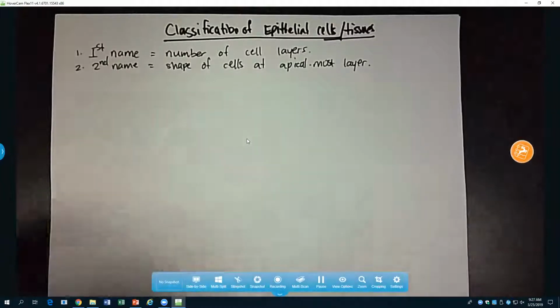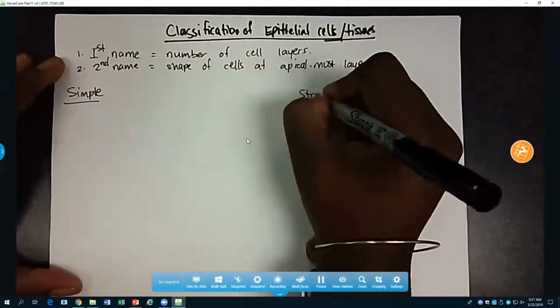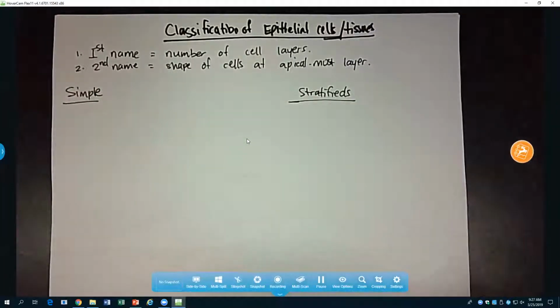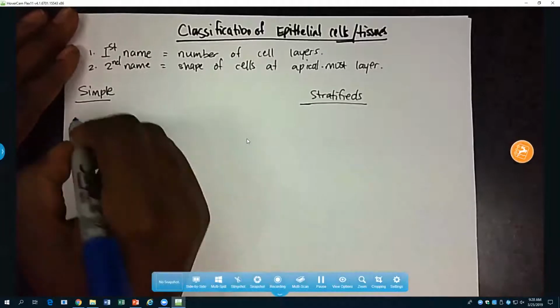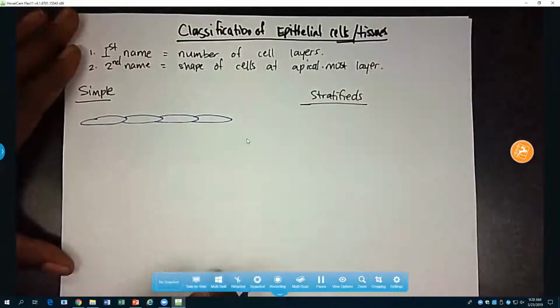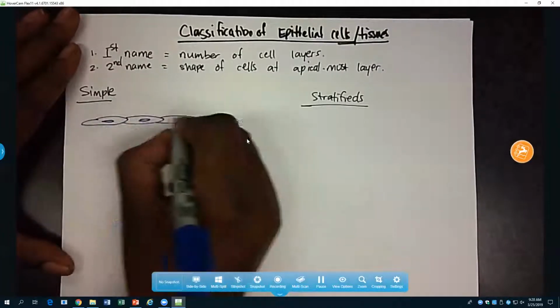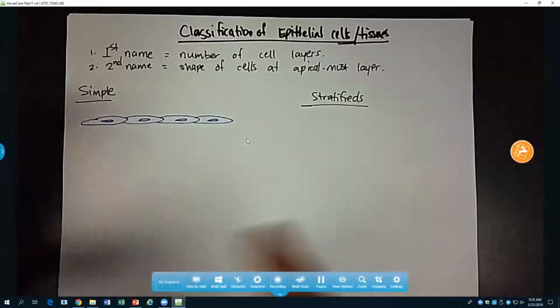So on that basis, we have 3 types of simple tissues, and then 3 types of stratified tissues. The first type of simple tissue is your simple squamous tissue. Now in squamous cells, the cells are flat, just like here, and then their nucleus is also flattened right in the middle. So it's a flattened cell with a flattened nucleus, and it's 1 cell layer thick. All right, so this is your simple squamous.